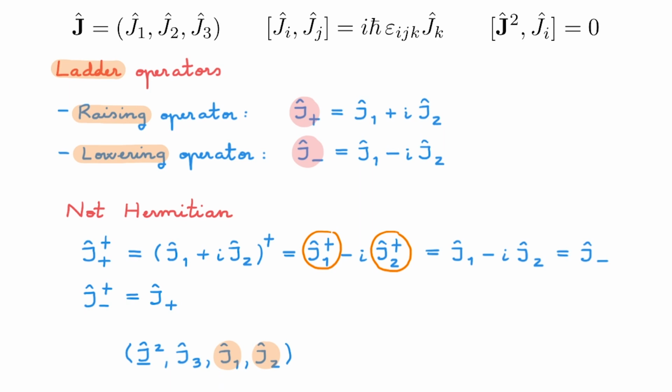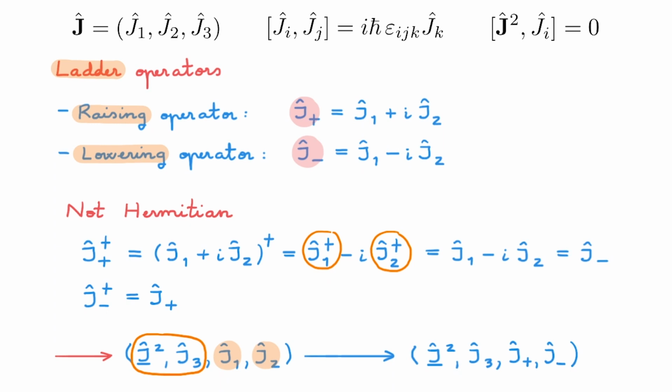The fact that J plus and J minus aren't observables is not a problem, because we're anyway restricted to J squared and J3 as the set of commuting observables. Therefore, from now on, we are going to consider either this set here, or this new set of 4 operators, which contains the same information. Given that this second set with J plus and J minus is very useful in many problems, in the rest of this video we're going to explore the properties of the ladder operators.